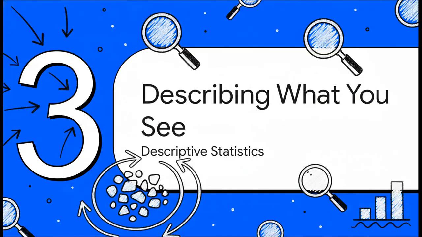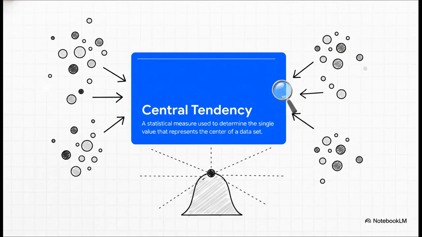All right, now we're getting to the good stuff. We've collected our sample data. It's probably just a big list of numbers. So what do we do with it? How do we make any sense of it? Well, that's where descriptive statistics comes in. It's all about summarizing what's right there in front of you. You know, the very first question anyone asks when they get a new set of data is, so what's a typical value here? We're trying to find that one number that kind of represents the whole group. It's the center of gravity. And in statistics, we call that central tendency.